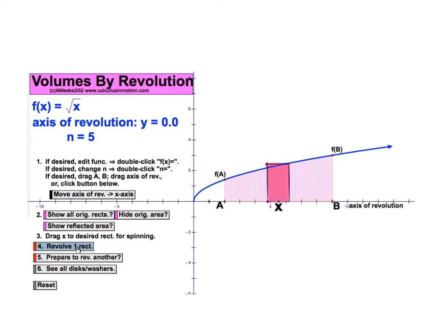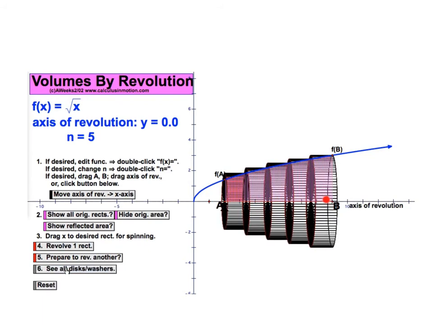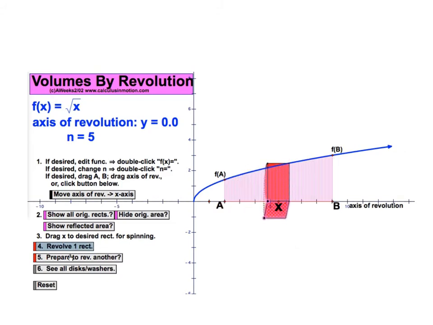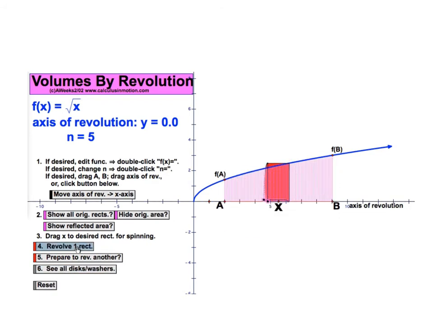And so if I take one of these rectangles and revolve it, and then if I put a bunch of these rectangles in, then I can get this decent approximation of what the volume is, okay? And if I show you that again, we revolve one of these around. If we put more and more of these discs in, then it will give us the volume, okay?